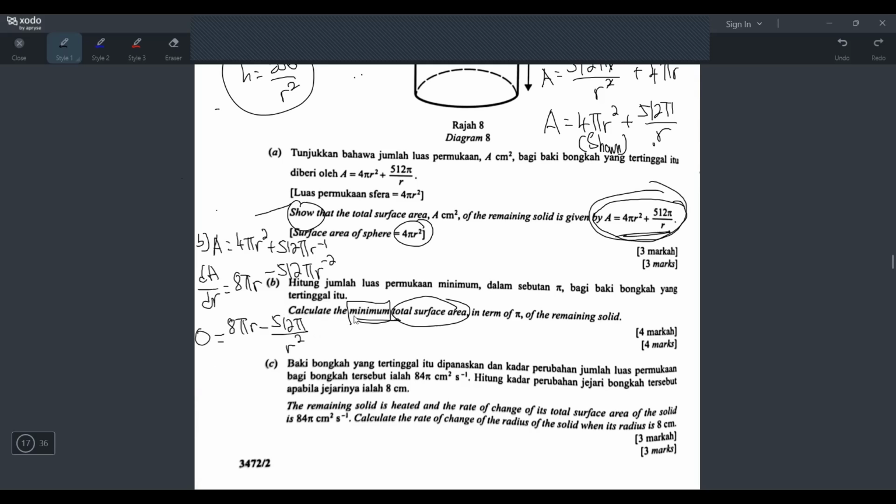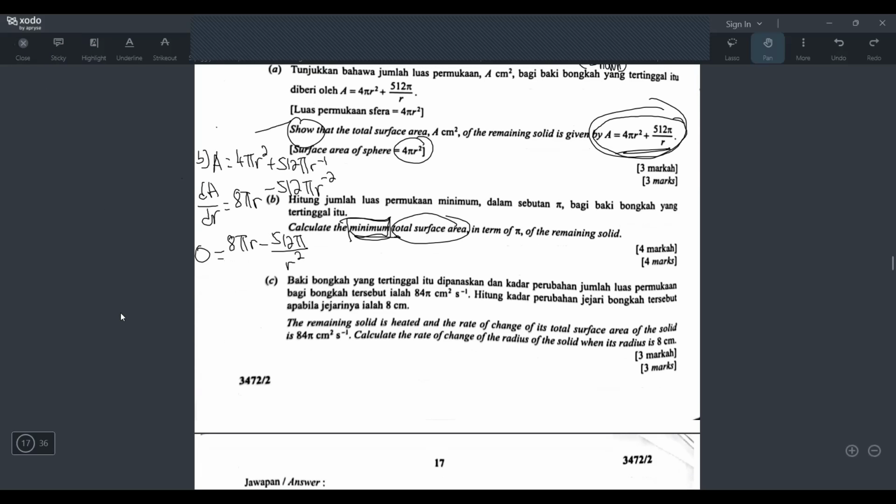Why? Because minimum. Whenever you see the word minimum or maximum, you will do the same thing. Take the differentiation, then the answer equals 0, because minimum means the gradient of the tangent will be 0. So yeah, the whole thing is 0. Now you can find your r. But they never ask you to find r. They ask you to find surface area. But you need to find r first, then you can substitute back into the equation to find A. Okay, how to find r?